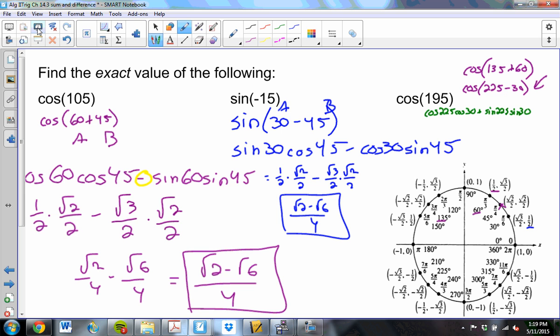Cosine 225 is negative root 2 over 2. Cosine 30 is root 3 over 2. Sine 225 is negative root 2 over 2. Sine 30 is 1/2. And here's negative root 6 minus root 2 over 4. So there's some basic computations you can do. Those shouldn't take you too long on your homework.